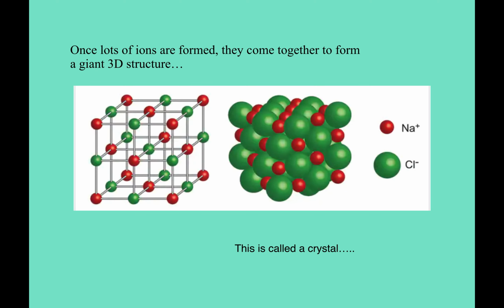Once lots of ions are formed and they come together in a structure, a crystal, of alternating positive and negative ions, you have sodium, Na+, Cl-, Na+, Cl-. They form this structure, this pattern, a regular arrangement of ions. And this is called a crystal lattice. This is a lattice. Something to remember.